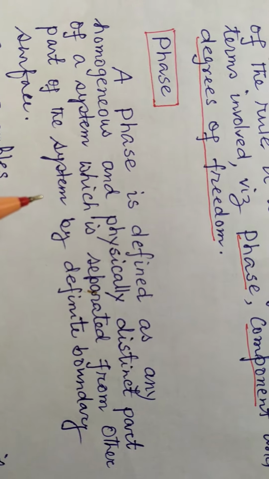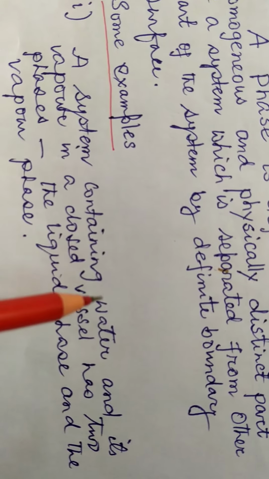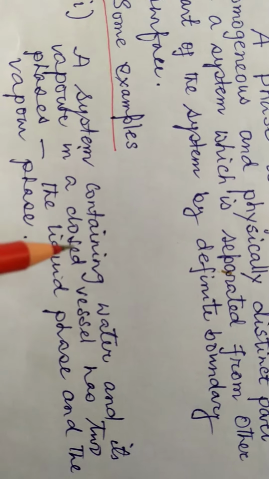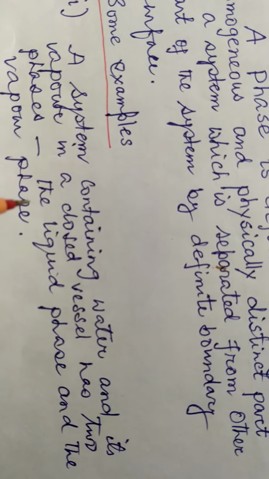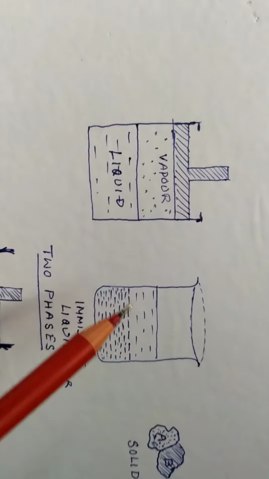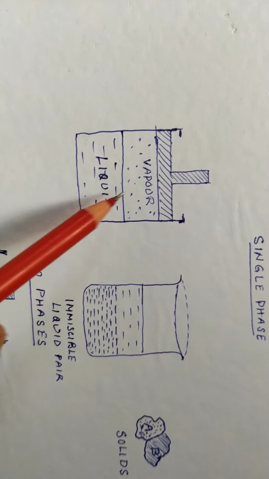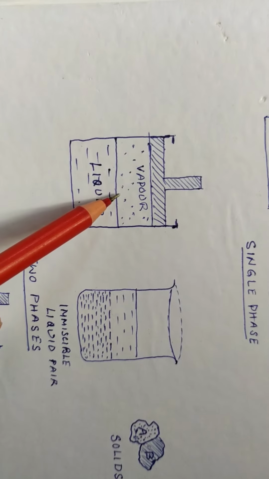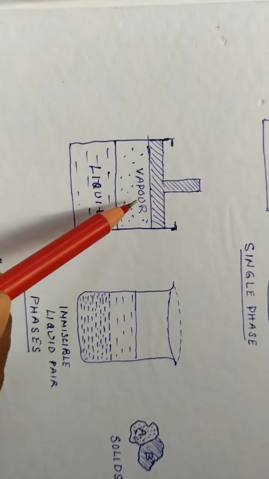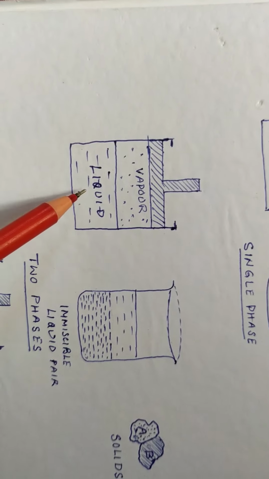Now we can understand phase with some examples. First example, a system containing water and its vapor in a closed vessel has two phases, the liquid phase and the vapor phase. Here it is the case. There is pure liquid, and above the pure liquid there is vapor. This is the surface of separation, the boundary of separation between liquid and vapor. So, distinctly there are two phases, the vapor phase and the liquid phase.